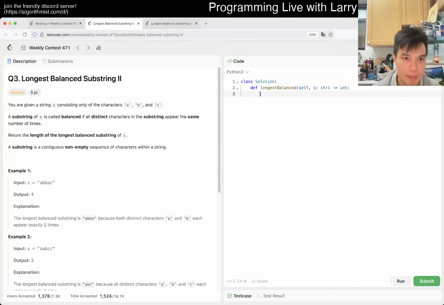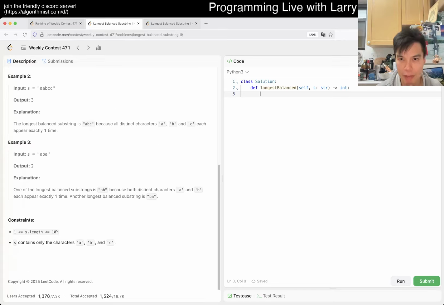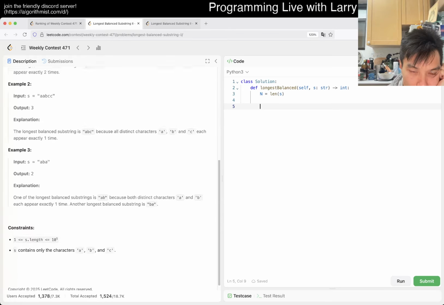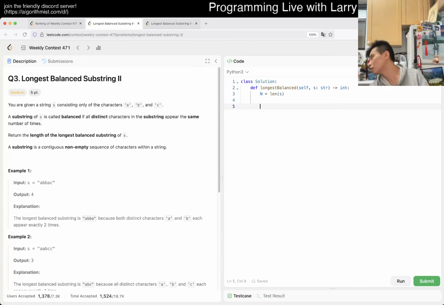All right, Q3. Given a string consisting of A, B, and C. It's the same as before, but only 3 letters, and it could be really big. So we can't do the same thing, I guess. How do I want to write this? Probably not that bad, because there's only 3 letters. The other one only had 26, but okay.